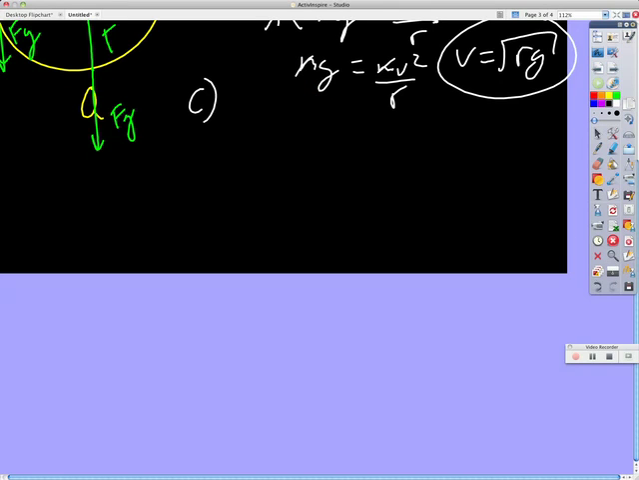Now, which way does mv squared over r point? Jennifer. Which way does the centripetal force point? Very good. In towards the center. Centripetal, meaning center seeking. So that means towards the center is positive. So I say T minus Fg equals mv squared over r. Questions? Have I lost anybody?